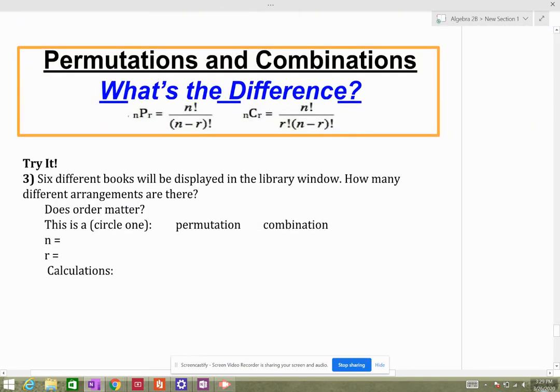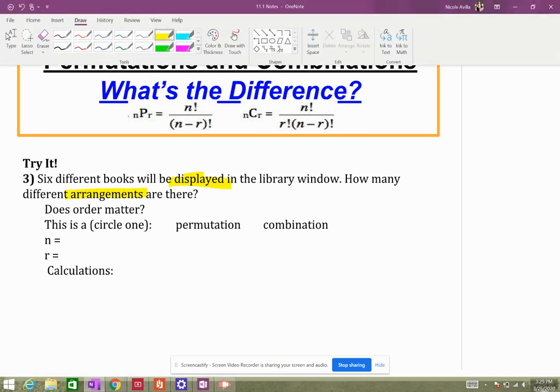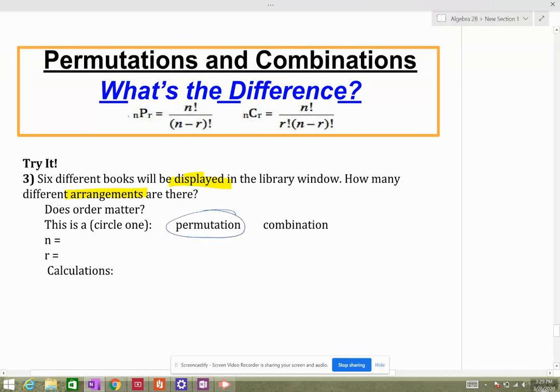It says 6 different books will be displayed in the library window. How many different arrangements are there? There are 2 keywords here. We're talking about displaying and then arranging them in the window. Right away, my ears perk up, and I'm going to say permutation. I'm picking 6, and I'm displaying all 6. So this is a 6 permutation 6 option.